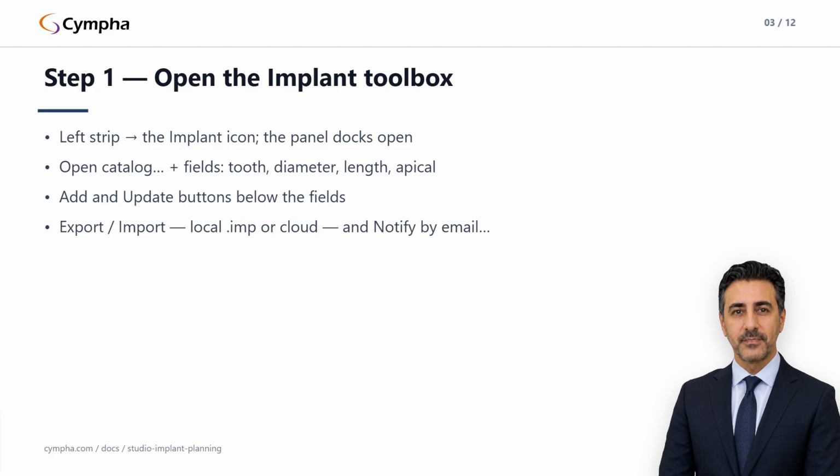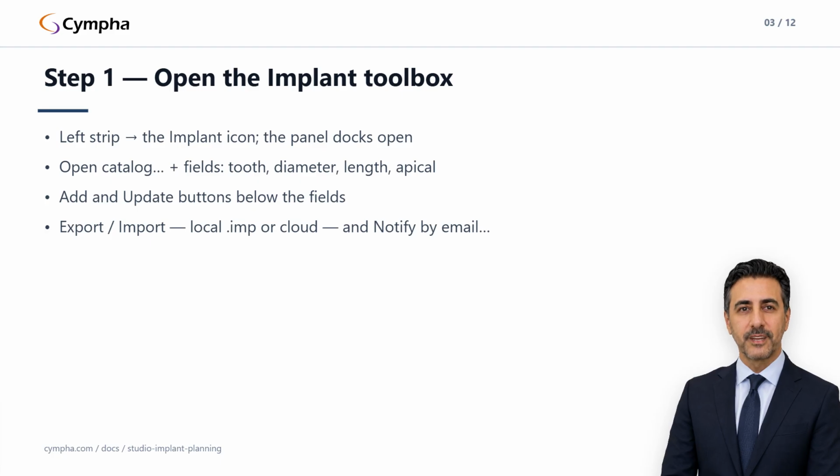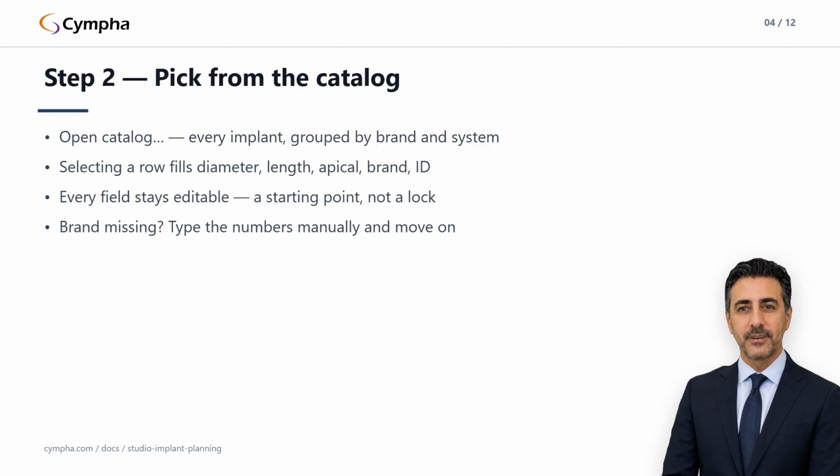Step 2 is optional, but usually worth it. Click Open Catalog and a dialog lists every implant in the embedded library, grouped by brand and system. Browse or search for the one you want. Selecting a catalog row auto-fills the panel's diameter, length, apical, brand, and catalog ID fields.